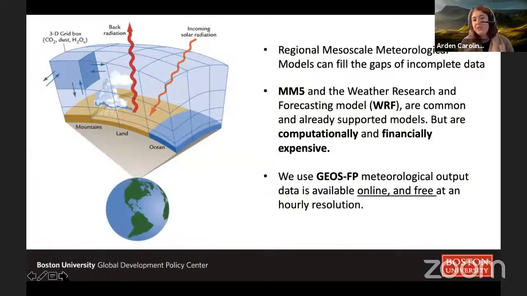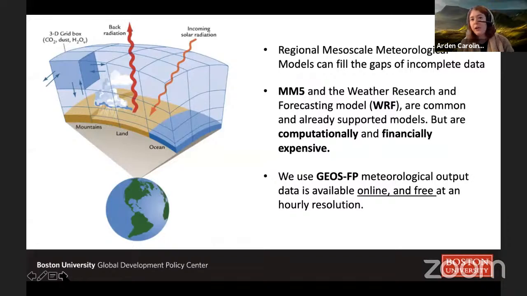So a lot of times what we do to fill those gaps in data is use what's called a regional mesoscale meteorological model, which can fill these gaps. The cartoon on the left here shows how they work. It's basically modeling land, ocean, atmosphere interaction in these smaller grid boxes and recording what's happening in those. Think about what we use for either hurricane forecasting, weather forecasts. It's those sort of models.